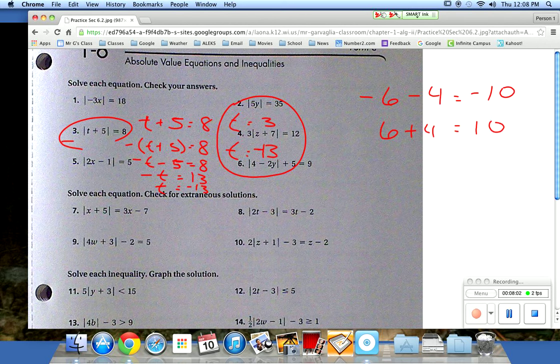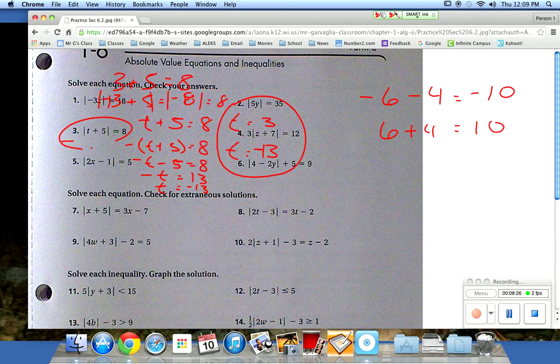Can we figure that out? Put it in for here. If I put 3 in here, it would be 3 plus 5, right? That equals 8. If I put a negative 13 in here, negative 13 plus 5 equals a negative 8, but since we're doing the absolute value of these, it equals 8.